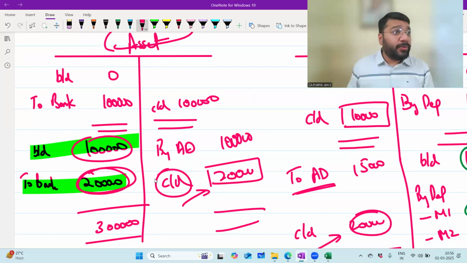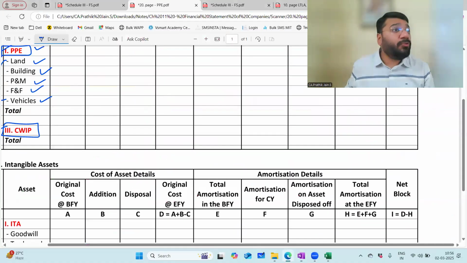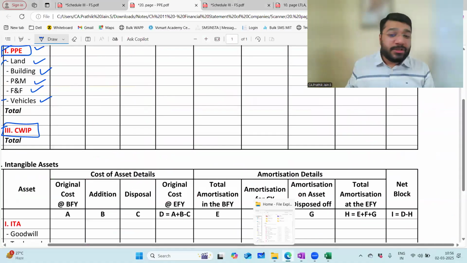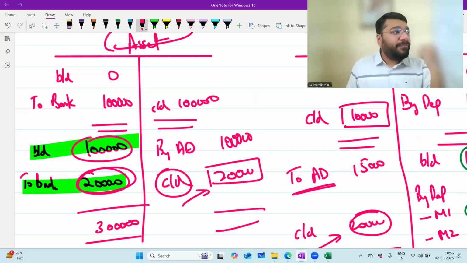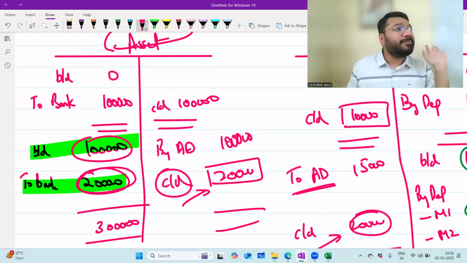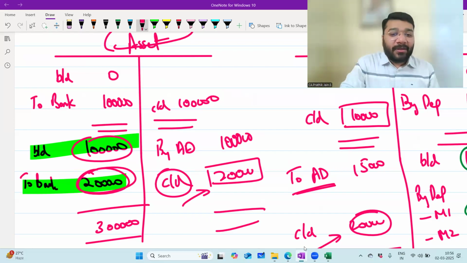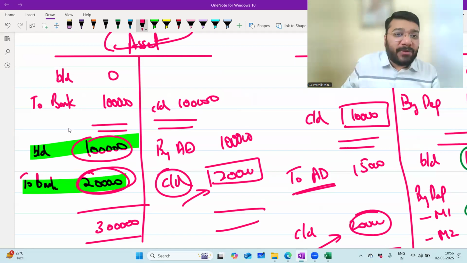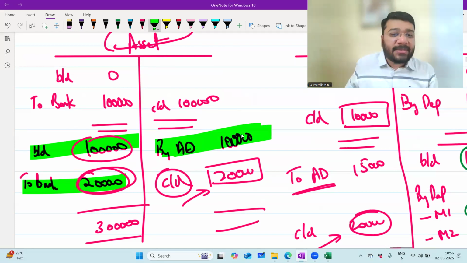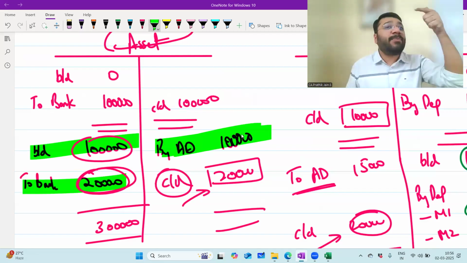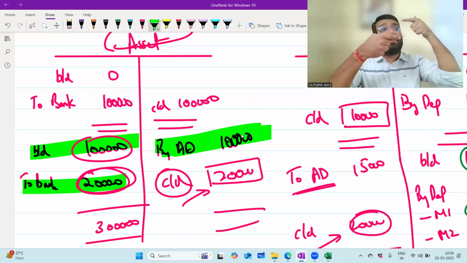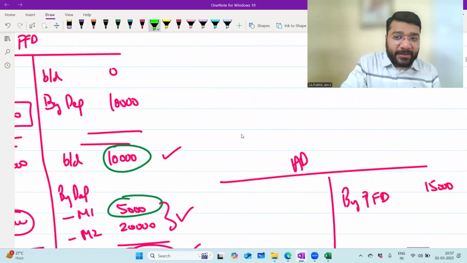So this data, I'll be putting it here to make you understand how this is prepared. If you don't know the basics of the financial statement schedule, you will not understand. Now this 1 lakh rupees is transferred to your asset disposal. What is the journal entry for this? Asset disposal account debit to asset account.